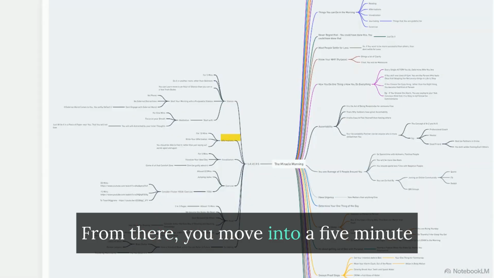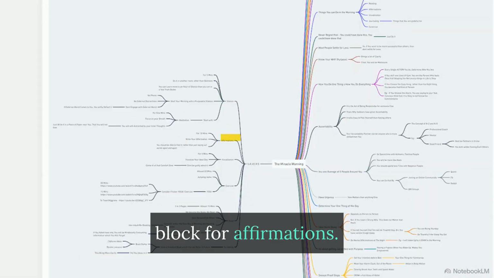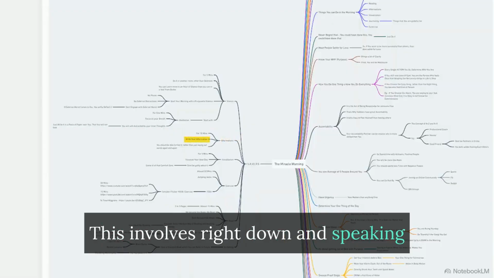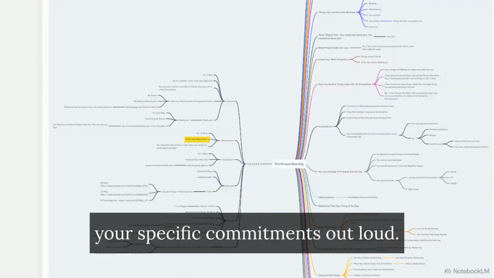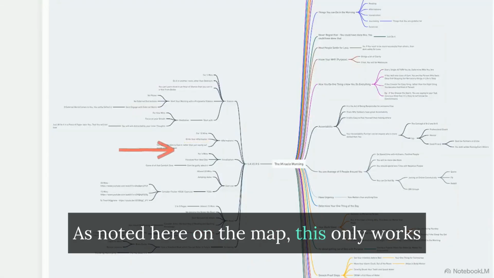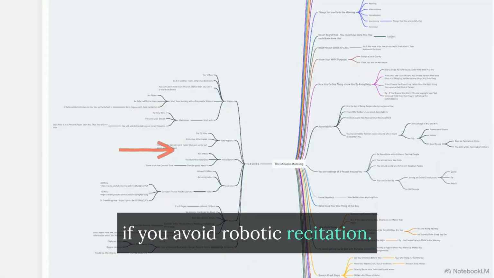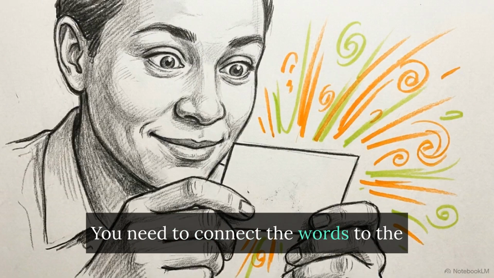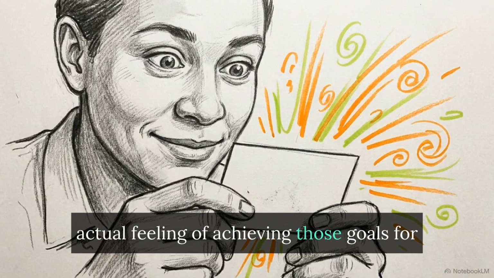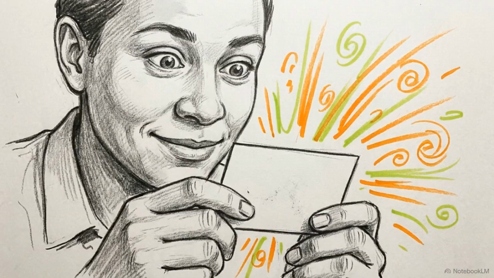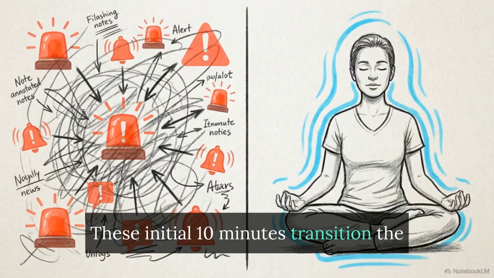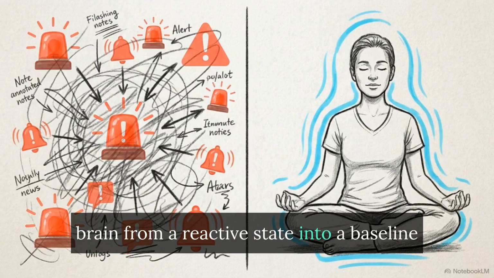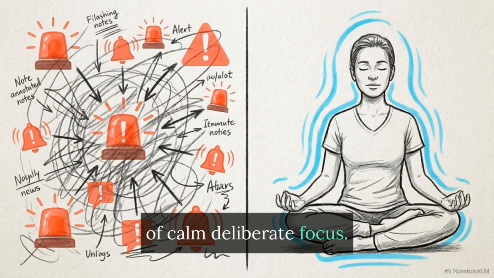From there, you move into a 5-minute block for affirmations. This involves writing down and speaking your specific commitments out loud. As noted here on the map, this only works if you avoid robotic recitation. You need to connect the words to the actual feeling of achieving those goals for the habit to take hold. These initial 10 minutes transition the brain from a reactive state into a baseline of calm, deliberate focus.